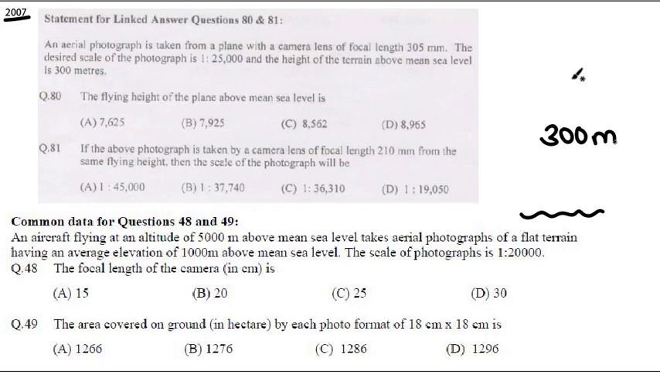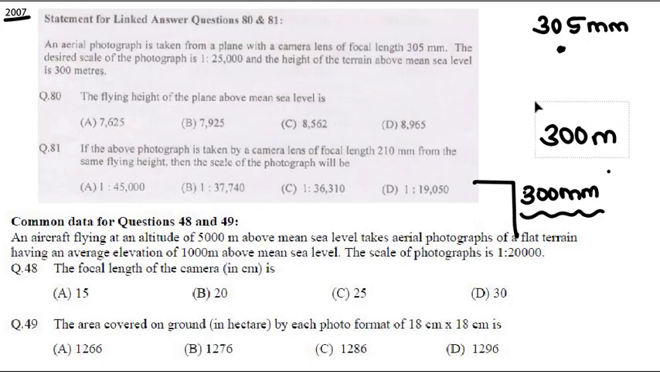I am flying at this point and I am having a focal length of 305 mm. The flying height of the plane above mean sea level is, so no, the height of the terrain is 300 meter above sea level. So this height is 300 meter, not this height. So the height of the terrain is 300 meters.